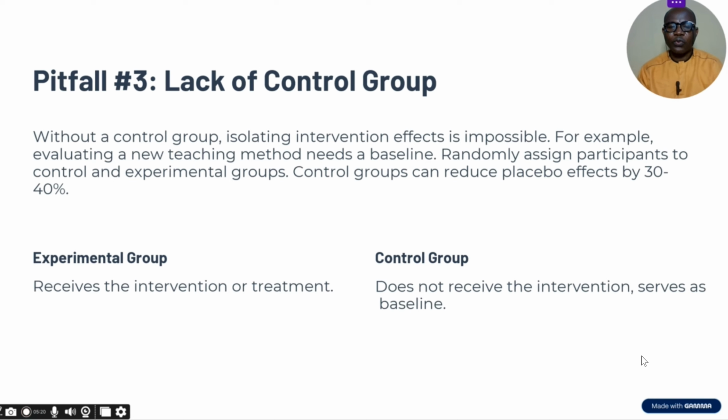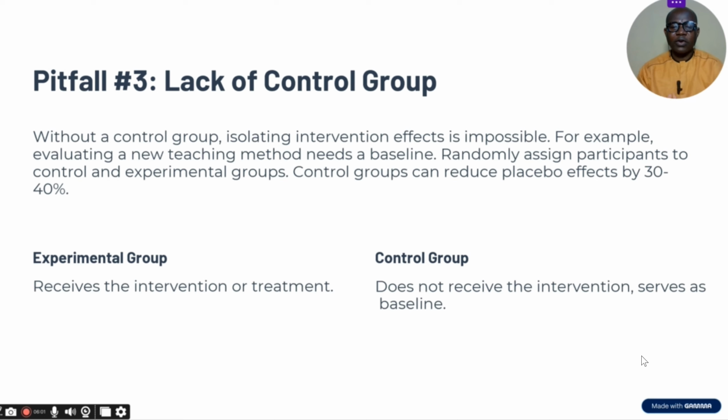Without a control group, we cannot possibly isolate an intervention effect. So, for example, if we are to evaluate maybe a new teaching method against a particular baseline, the first step is to randomly assign participants into the control group and the experimental group. And of course, when this is properly done, the control group can reduce the placebo effect by about 20 to 40%. So proper allocation of participants into our research group is very important.